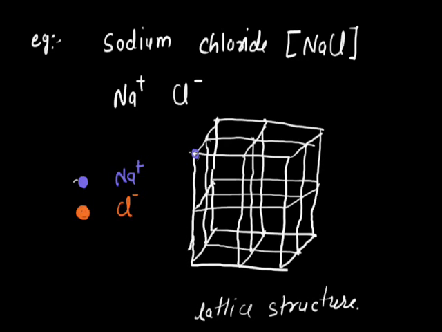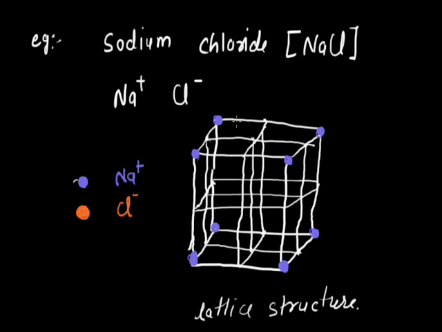This is the first corner. Now we draw the first Na plus, then second Na plus, then third, fourth, fifth, sixth, seventh, and eighth. Here 8 Na plus ions are present on the corners of the cube, and another 6 Na plus ions are present on the center of faces.